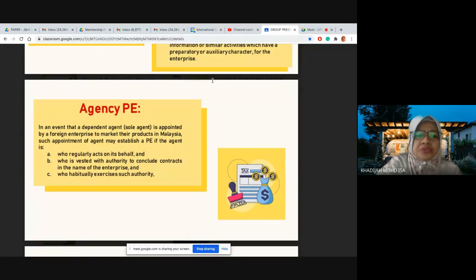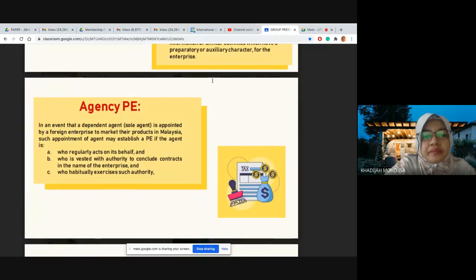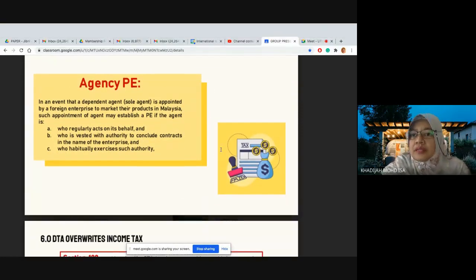dia ada just ada agent je. So agent tu akan ambil order, alright, ambil order. So in this case you act on its behalf and conclude contracts in the name of the enterprise and exercise such authority. So conclude contract ni maknanya you boleh approve the purchase order for example. Alright, so if you have that power, then you have a permanent establishment. So you have to justify lah kenapa you ada PE atau tak ada PE. Implicationnya bila ada PE maknanya you kena bayar tax in Malaysia lah on the income that you receive on that activities.